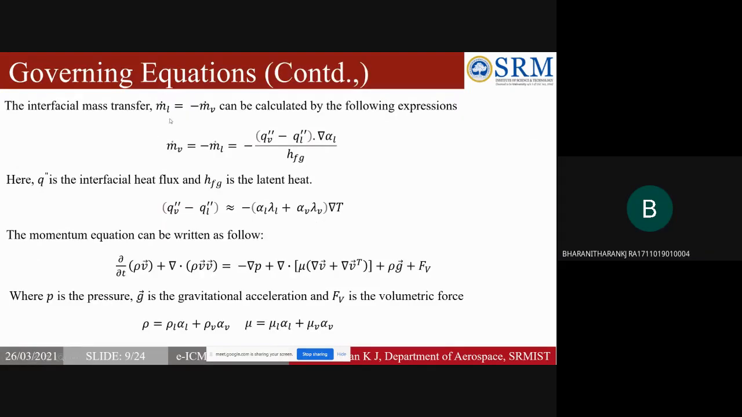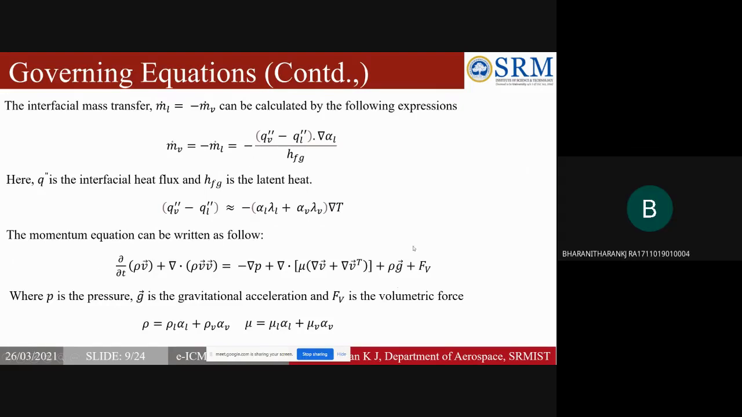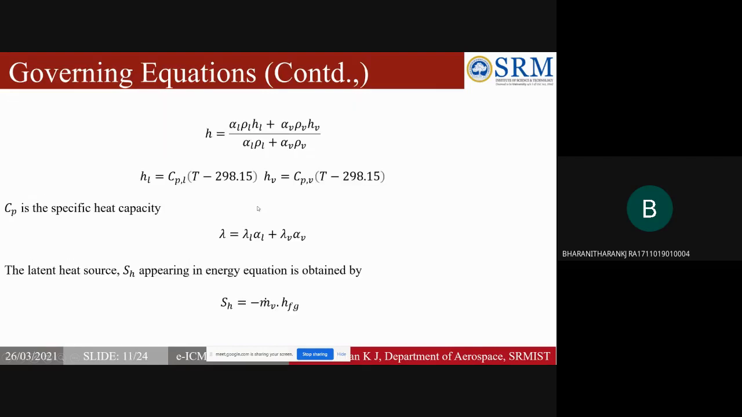And the interfacial mass transfers for the liquid and the vapor are given as follows. For the momentum equation, do you have any change? Yes, we have included this volumetric force term, which is based on surface tension, given here from Brackbill et al. 1992. And then in the energy equation, we have a source term which is added, defined as S_h equal to minus the mass flow rate times the latent heat.